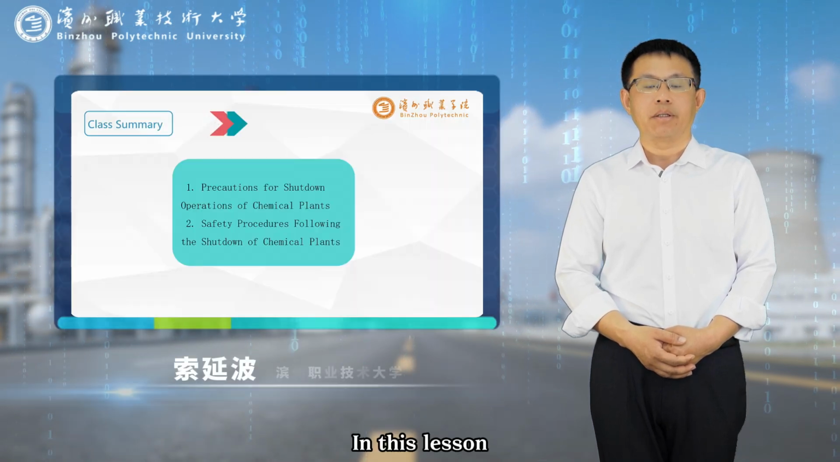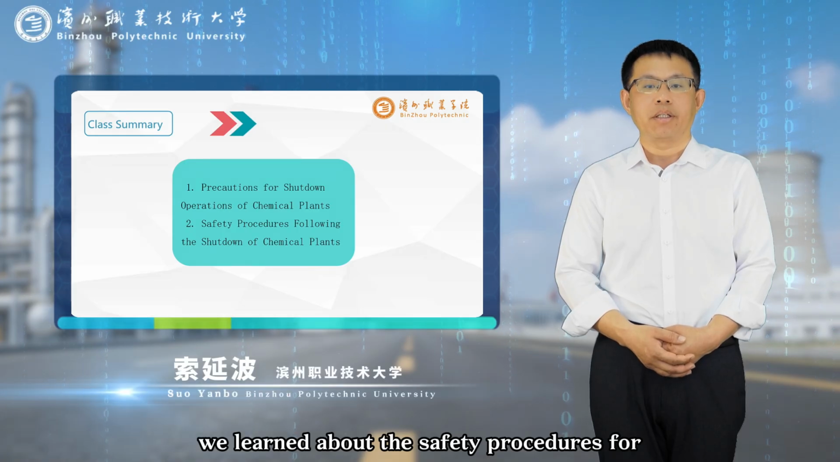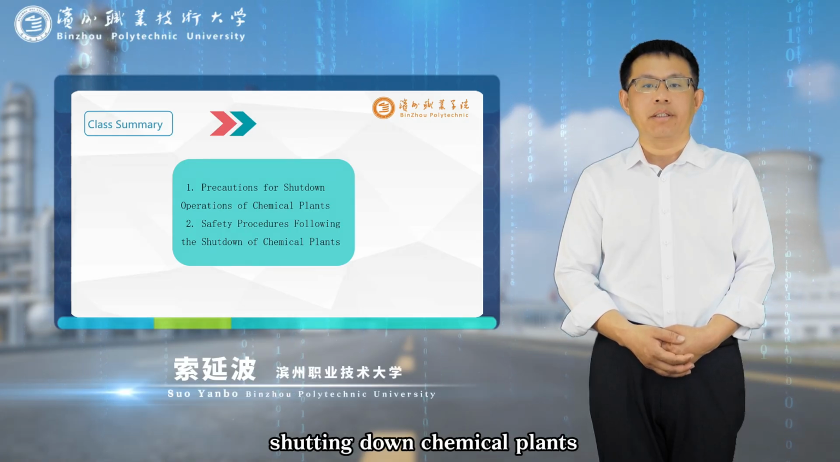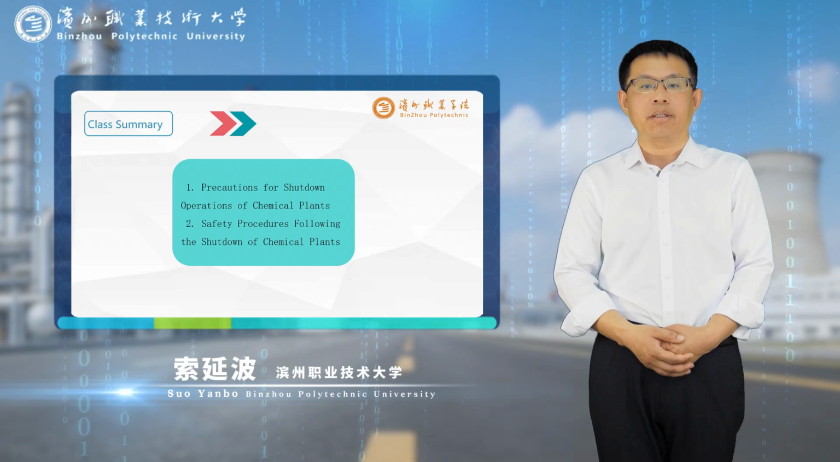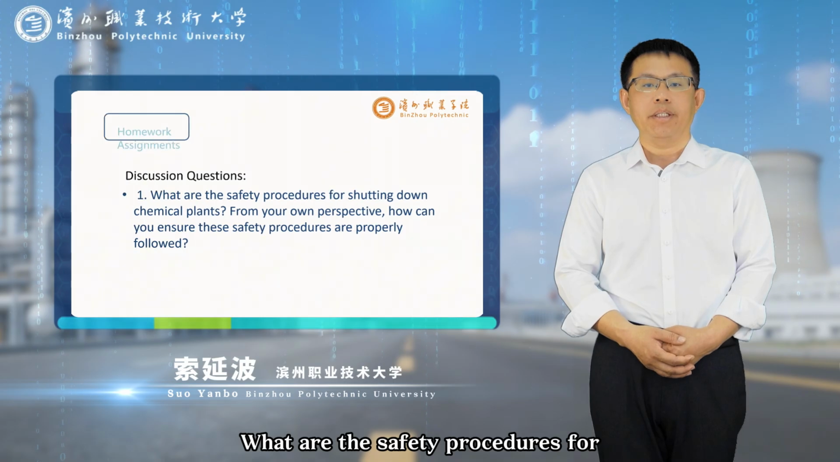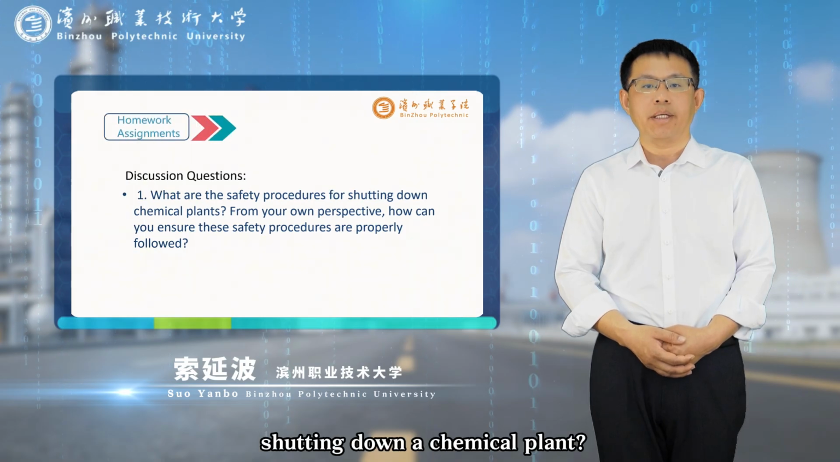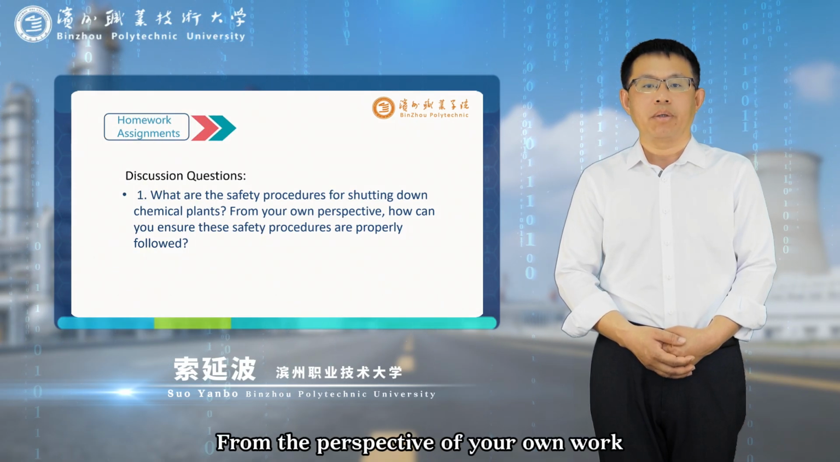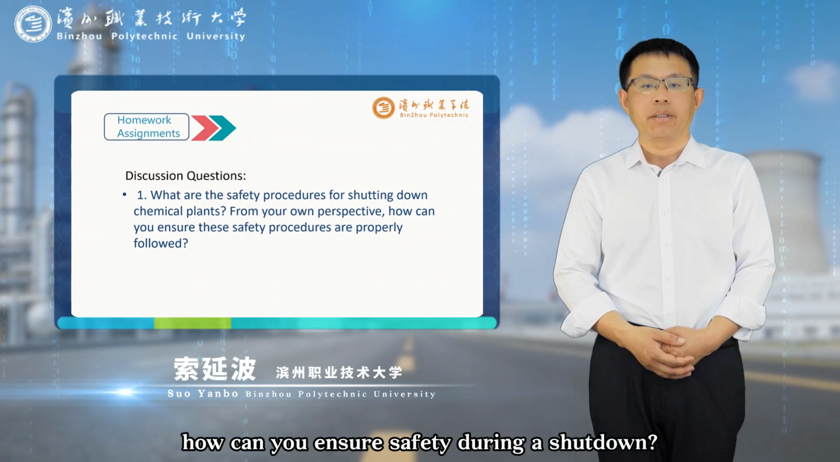In this lesson, we learned about the safety procedures for shutting down chemical plants. That concludes this lesson. For your homework, please reflect on the following question. What are the safety procedures for shutting down a chemical plant? From the perspective of your own work, how can you ensure safety during a shutdown?